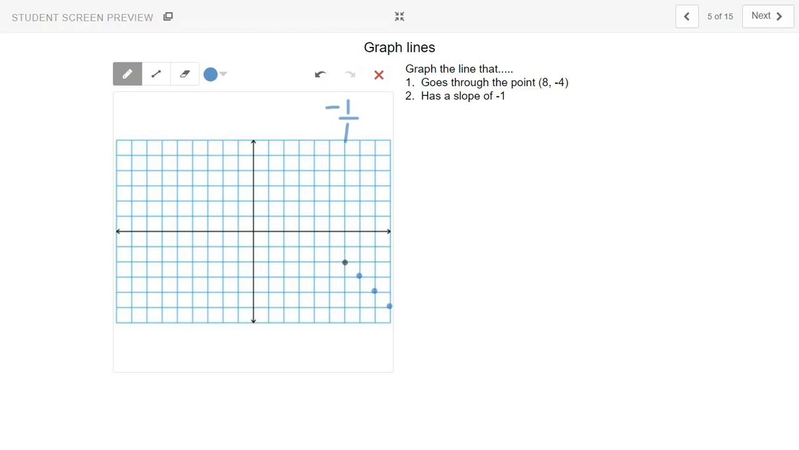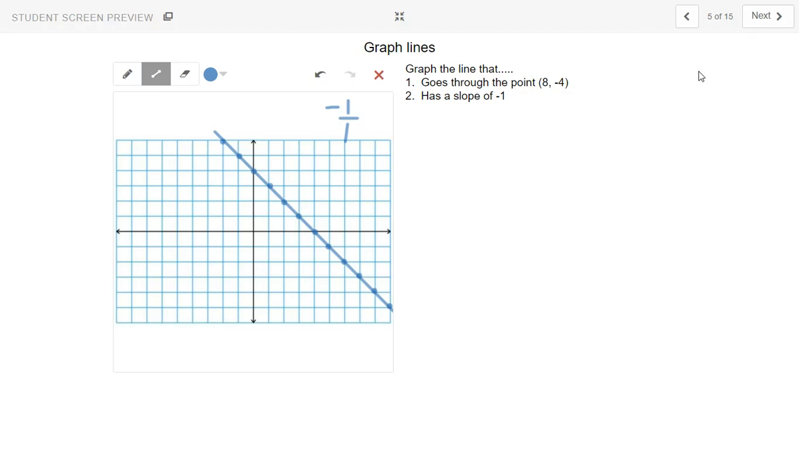Okay, and draw all these dots that are going to be in that line: up 1 over 1, up 1 over 1, up 1 over 1. All right, and you get the hang of it after a while. Now we're going to have to draw a line through all those. And that is the graph of the line that meets those two clues.